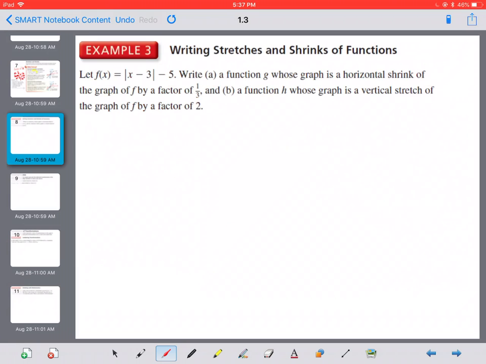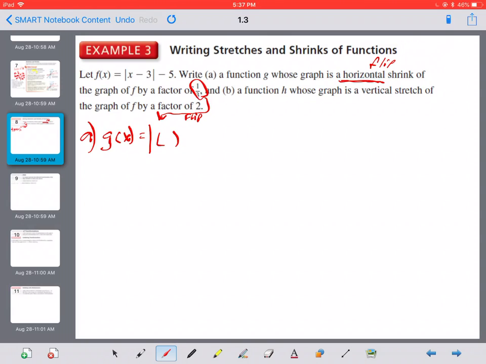Okay, so let's look at an example. We've got let f of x equal the absolute value of x minus 3 minus 5. This is part A: write a function g of x, whose graph is a horizontal shrink of the graph of f by a factor of 1/3. Now the key there is horizontal. That means I'm going to have to flip it.